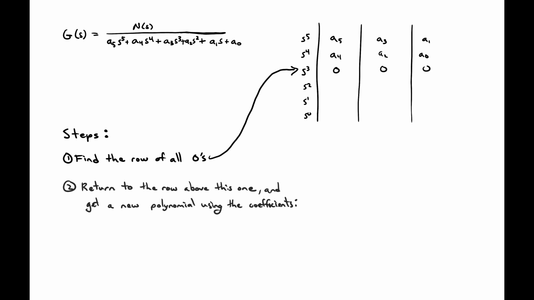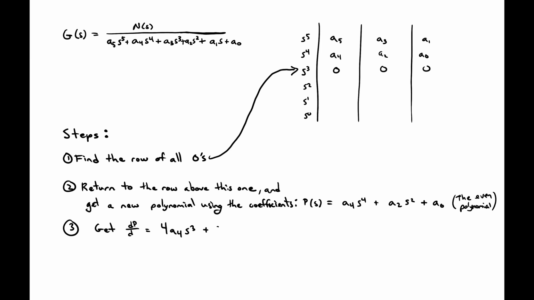And then we're going to go to the row that's above that, this s to the fourth, where we have a4, a2, and a naught. We're going to get a new polynomial using the coefficients of that row above. So since it starts with s to the fourth, we're going to have this even polynomial, P of s, a4 s to the 4, right? Those two go together. We skip s to the third, we go a2 s squared, and then a naught in this case. So we're taking the row above it, whatever value it starts out with, s to the fourth, s to the sixth, for example, that's the first polynomial term, and then we go every other one, right?